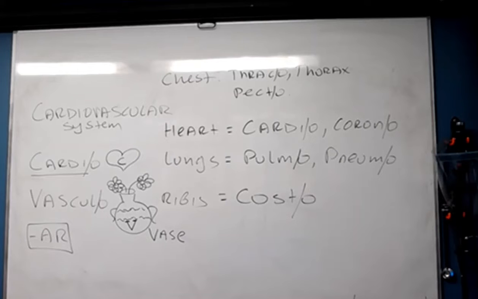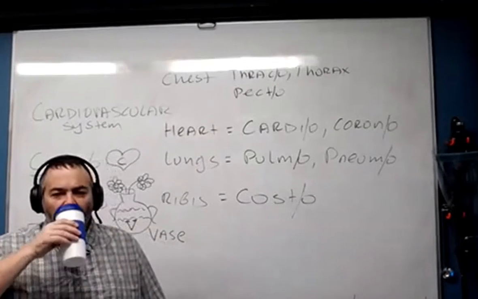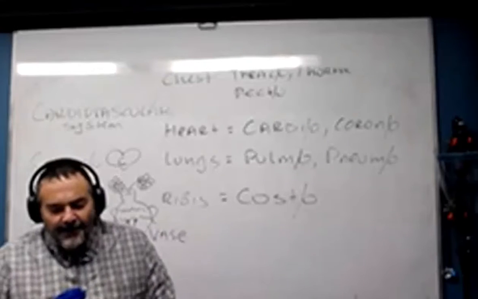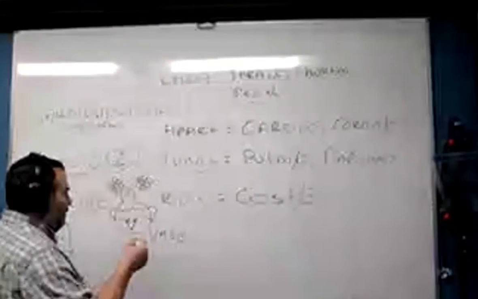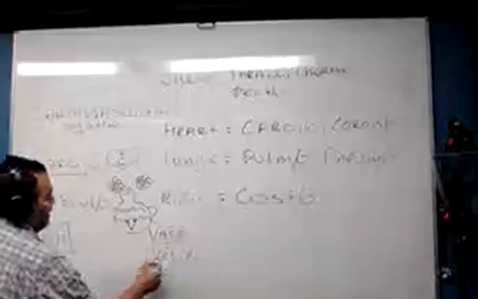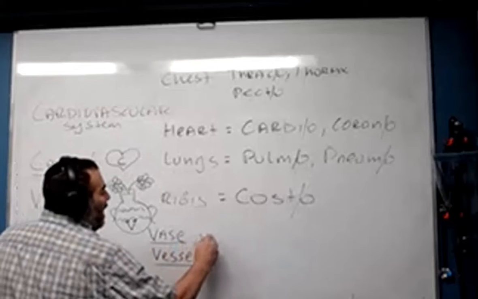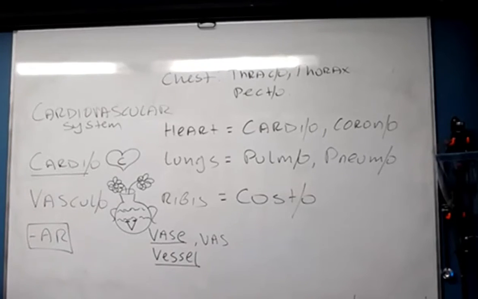What do we call that sort of thing? Something that holds water. Look, I have my cup here. It's not really a vase, but I can call it something else that's kind of similar. Container? No, I'd like to call it a vessel. So the word vessel comes from the word vase, something that holds something else. And look at the word vasculo. It contains the word vase or vessel.